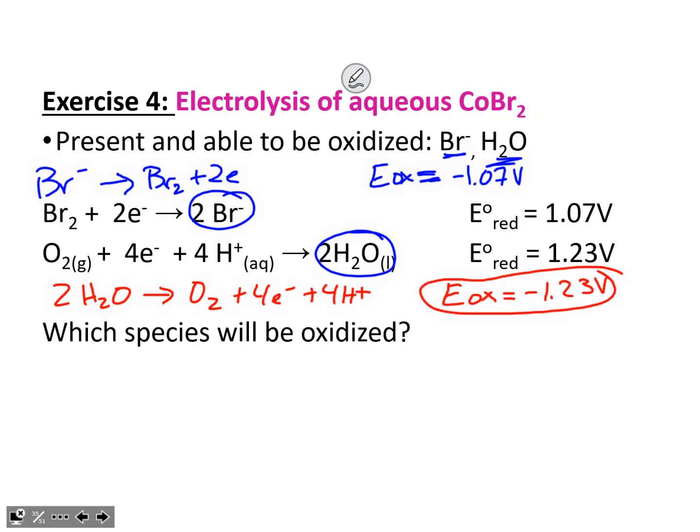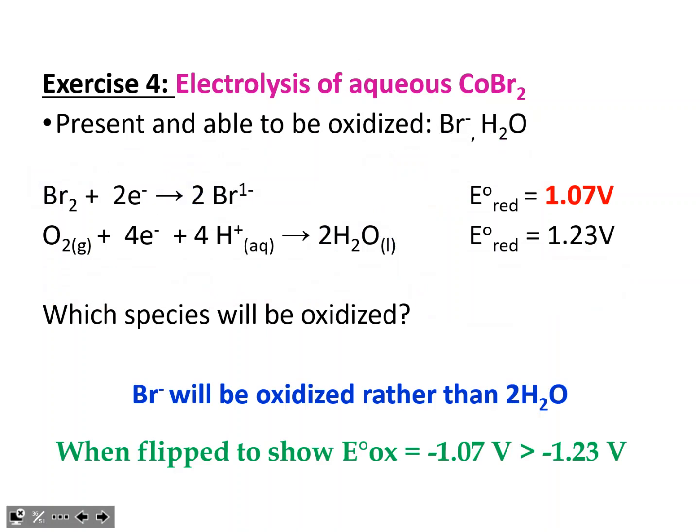So out of these two E-oxes, which one is the more positive value? The bromide. So in this particular case, bromide is going to be the one that's oxidized. Okay, bromide will be oxidized rather than the water in this particular case, because when you flip them, this is negative 1.07 versus negative 1.23. This is a more positive amount, so therefore that's the one that's going to be oxidized.